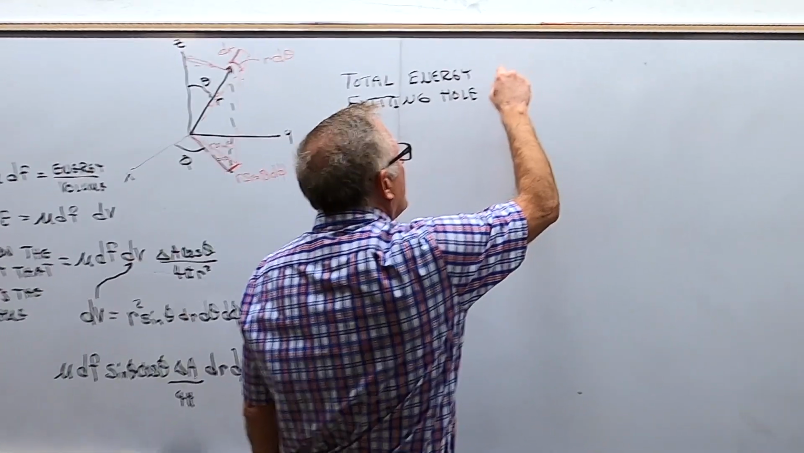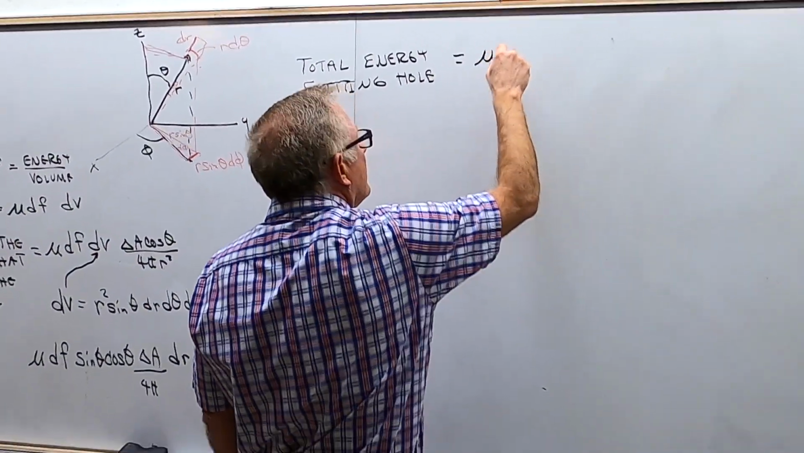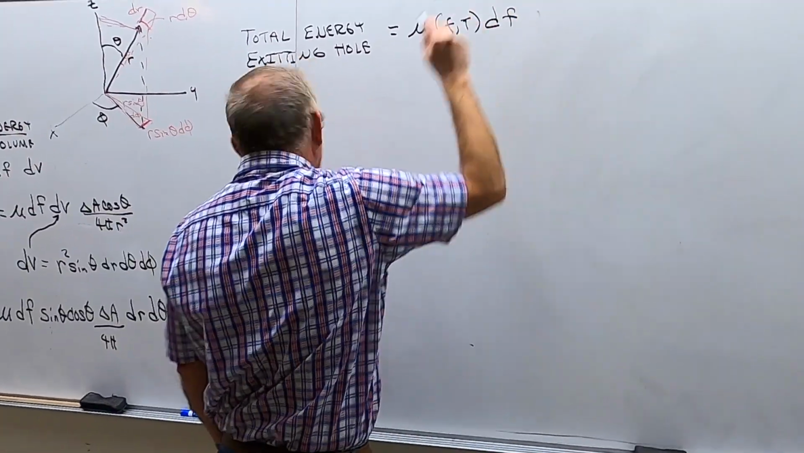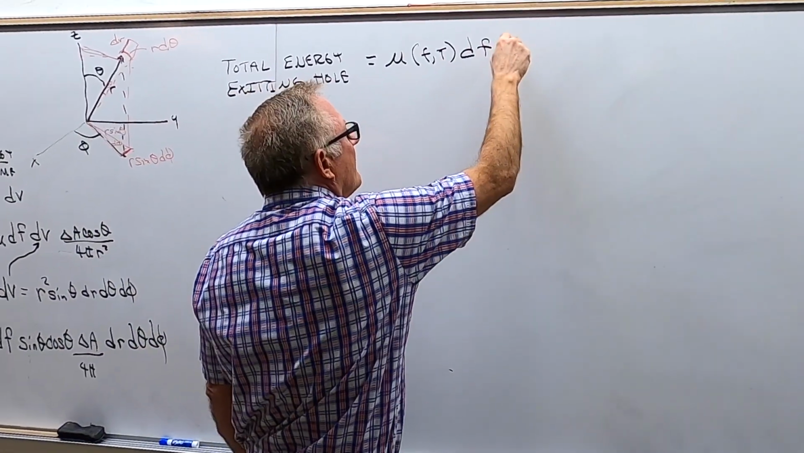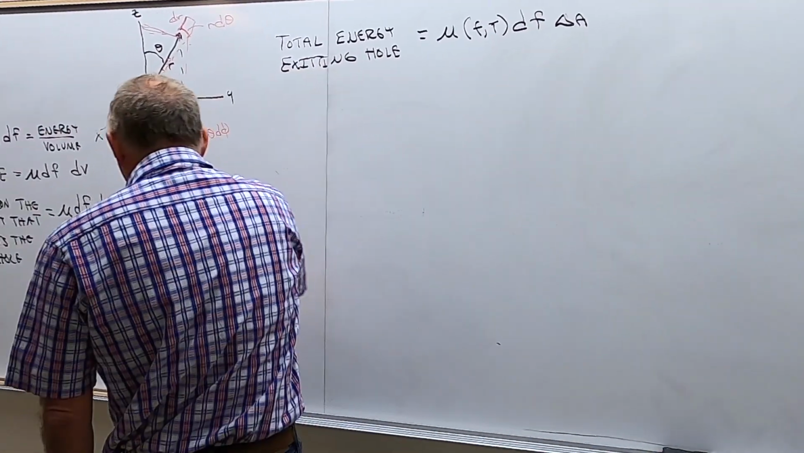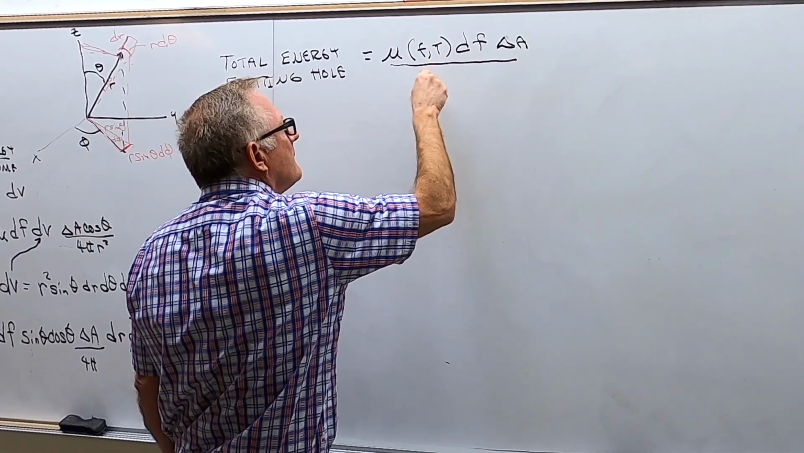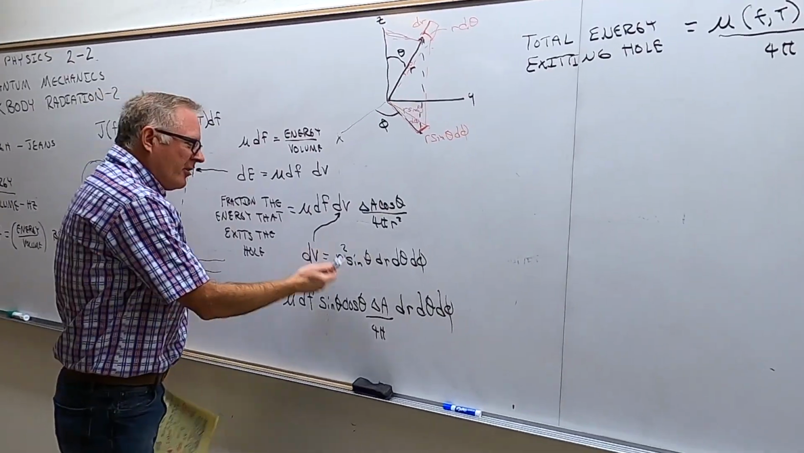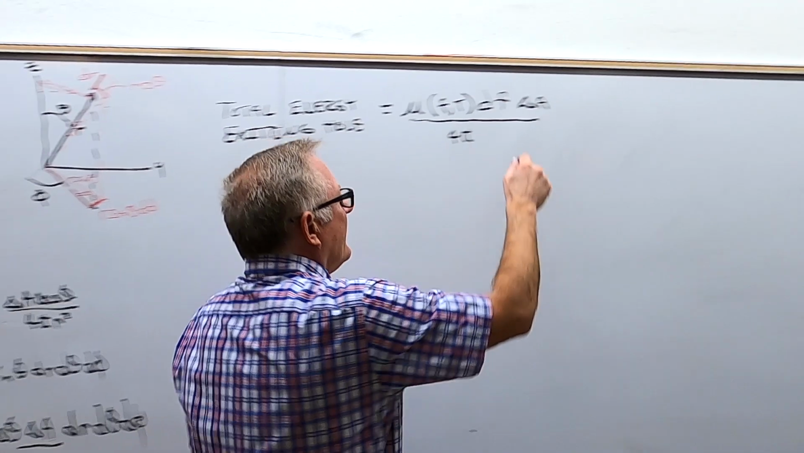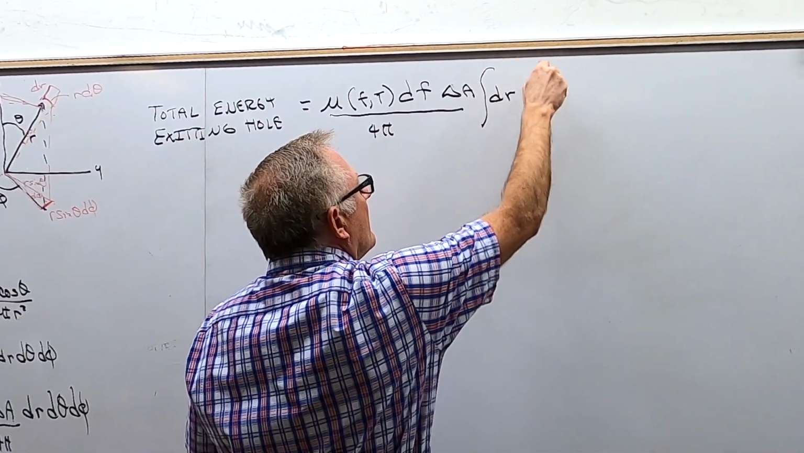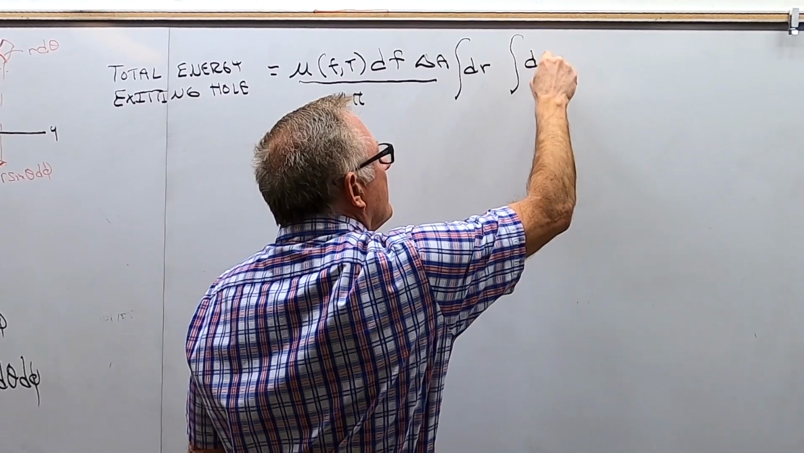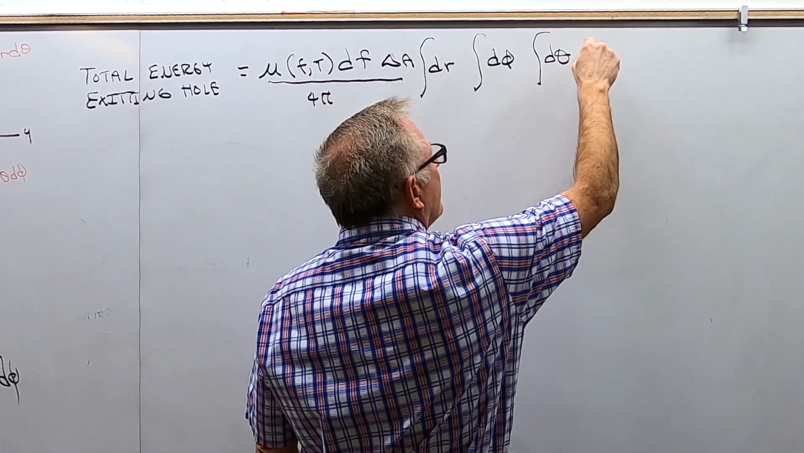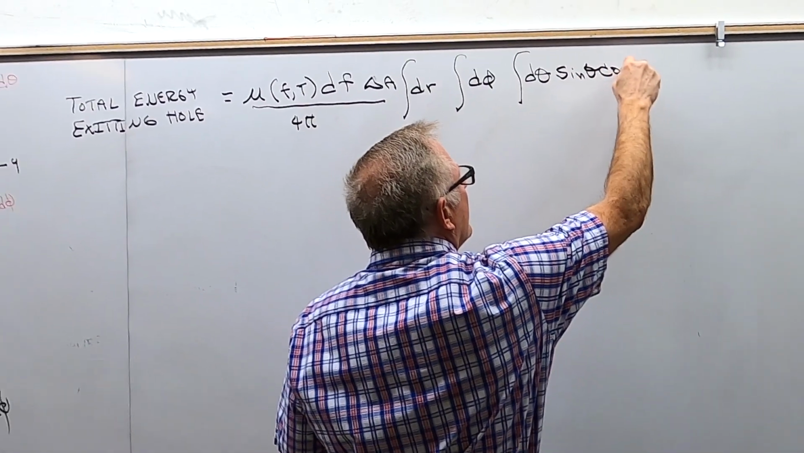So I'll bring all that out in front. So we got mu, which is a function of frequency and temperature, df. We can pull out the delta A. We can pull out the 4 pi. And all I have to do is integrate the other three terms. So we have to integrate over dr. We have to integrate over d phi. And we have to integrate over d theta. And we still have a sine theta and a cos theta.